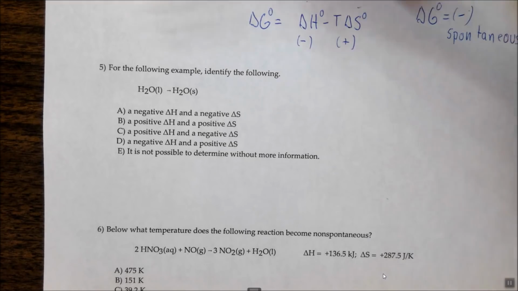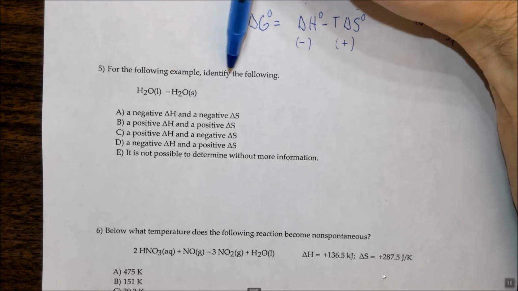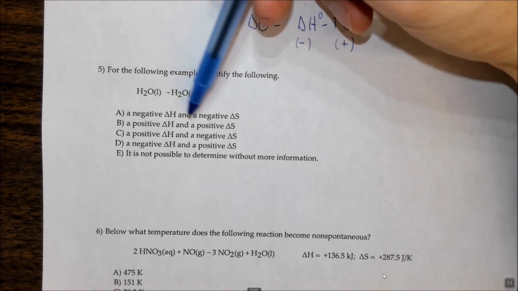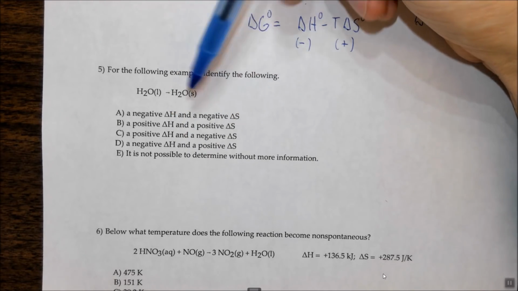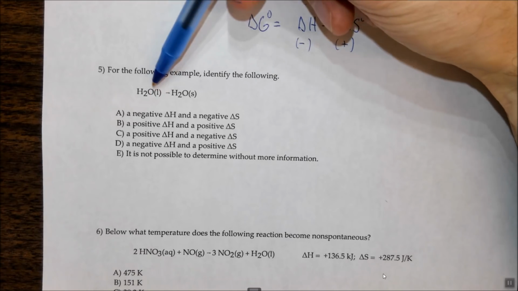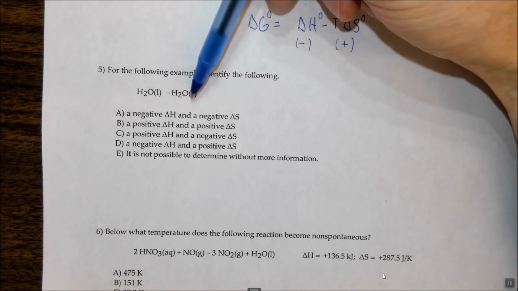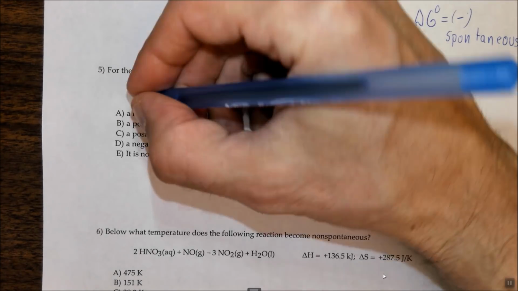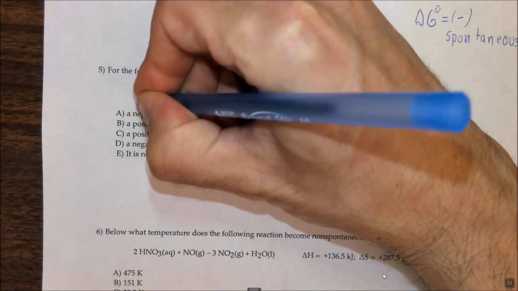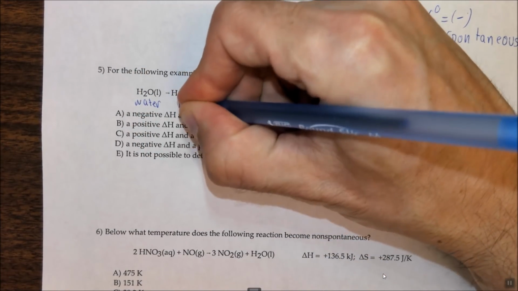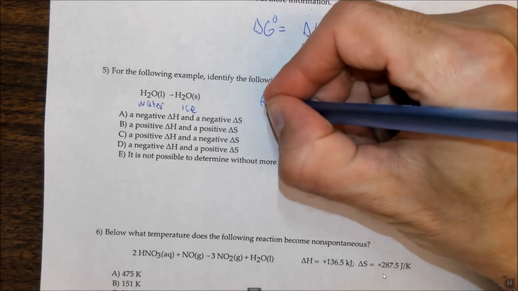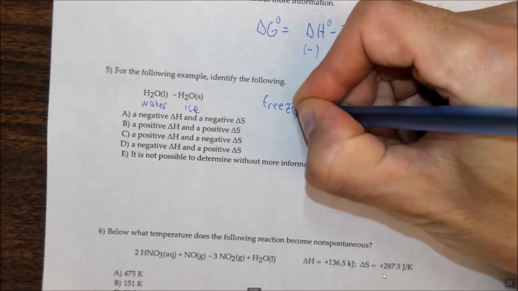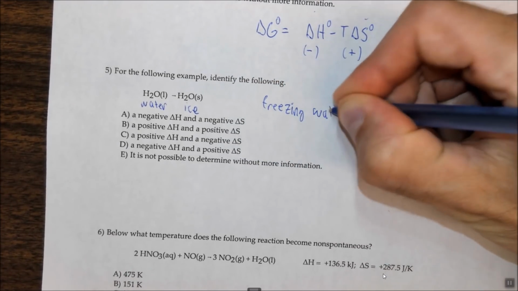Question number 5 says, for the following example, identify the following. And it essentially wants the sign on delta H and the sign on delta S. So what we have is water liquid becoming water solid. So we essentially have water turning into ice from a practical perspective. So we're freezing water. That is what we're actually doing in this process.